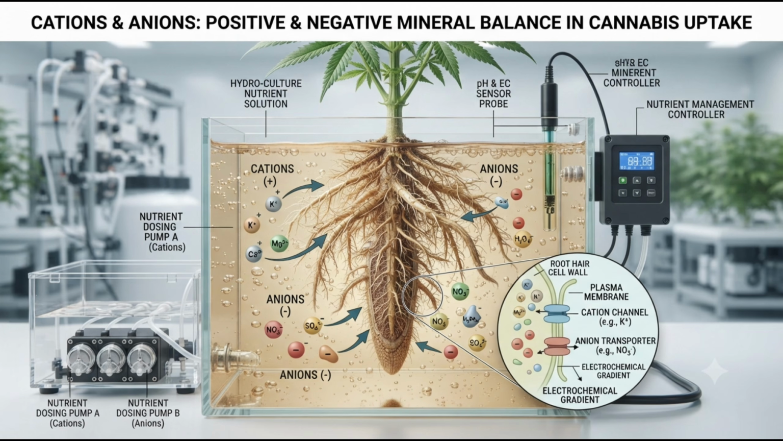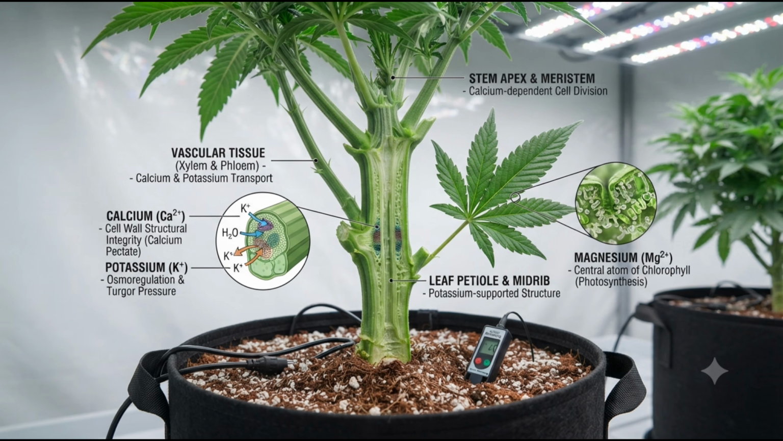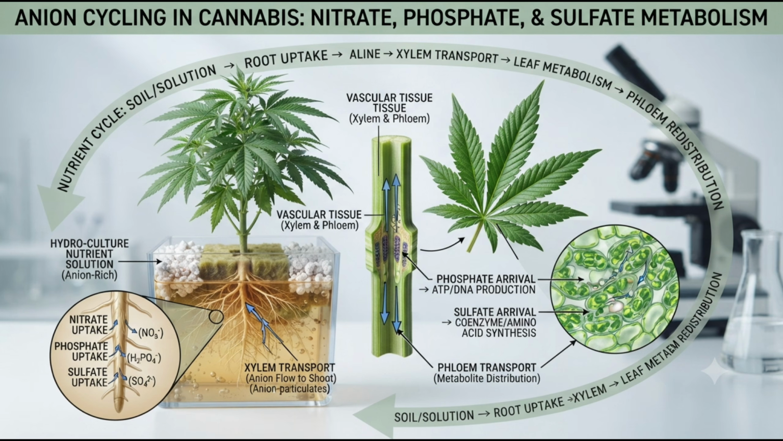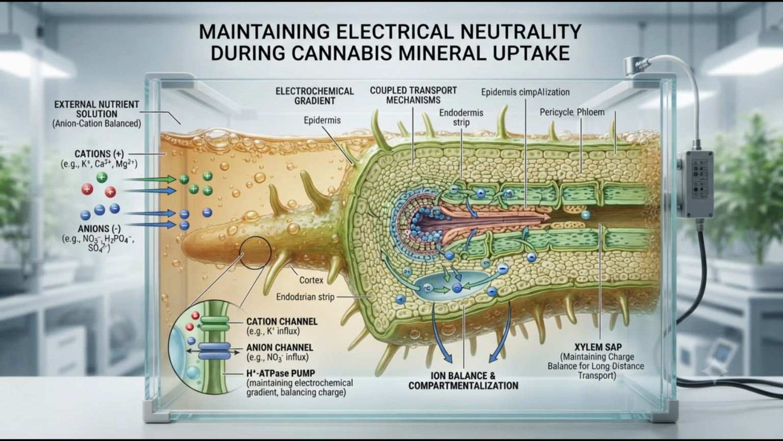One of the most important structures in mineral nutrition is the interaction between cations and anions, which forms the electrical backbone of plant nutrient balance. Cations such as calcium, magnesium, potassium, and ammonium carry positive charge and influence structural and osmotic behavior. Anions, such as nitrate, phosphate, sulfate, and chloride, carry negative charge and regulate energy transfer and metabolic cycling.